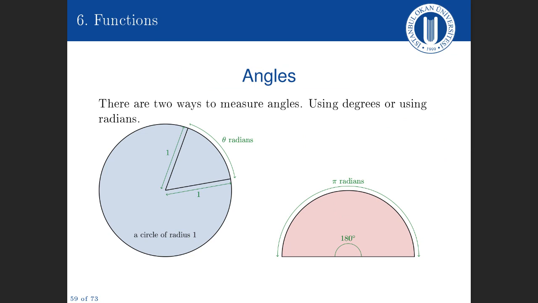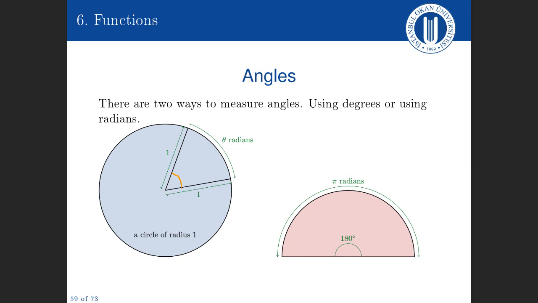Next, I need to talk about angles. There's two ways to measure angles, using degrees or using radians. I want to introduce the idea of radians. Imagine we have a circle of radius 1. And let's suppose I wanted to measure this angle, which I'm drawing in orange. If we're using radians, what we do is we measure the angle around the outside of the circle of radius 1, and we say that is the angle in radians.